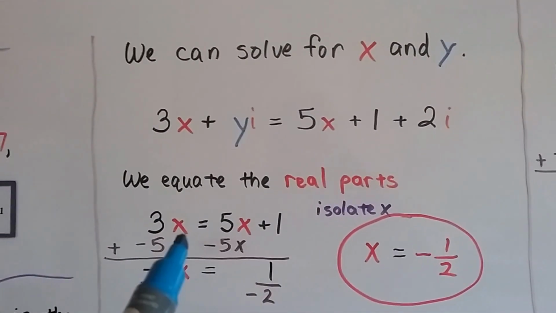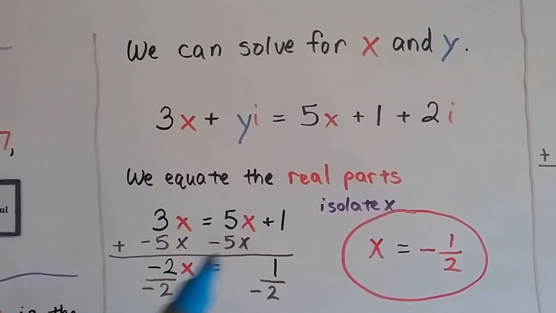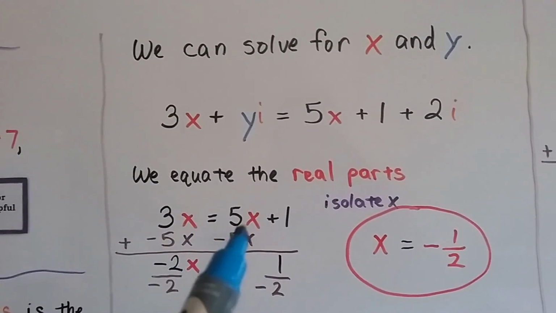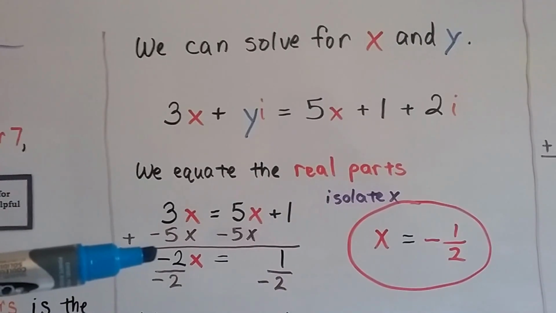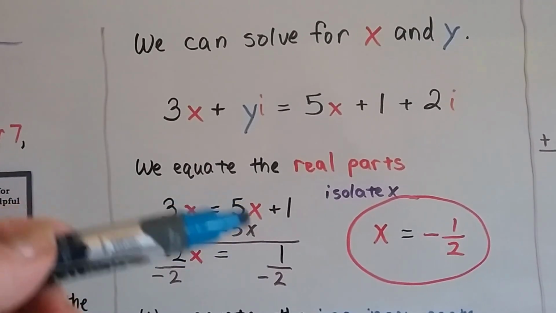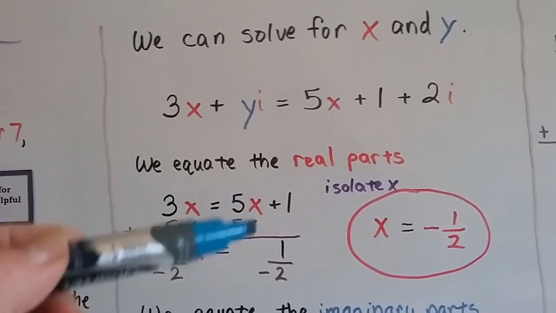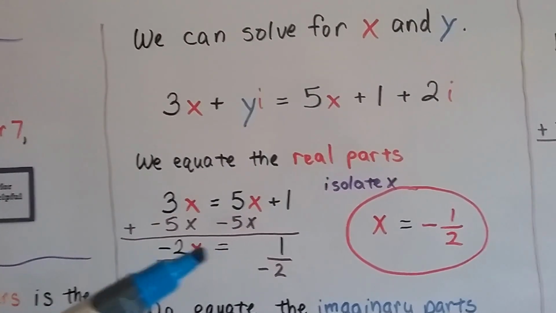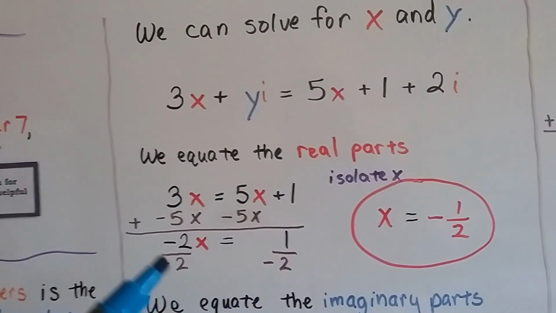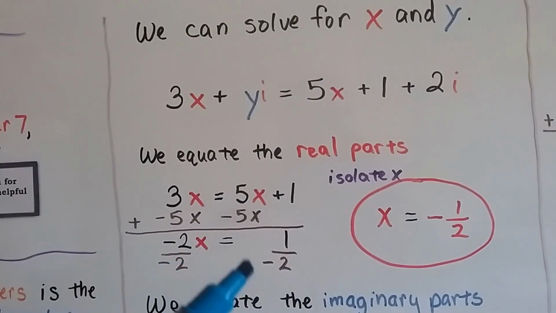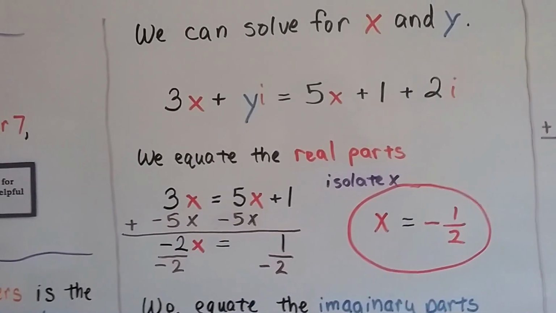We can isolate x by subtracting 5x from each side, or you could say we're adding a negative 5x to each side. That's going to create a negative 2x on this side and a 0 pair here of additive inverse, so that's gone, it's eliminated. So all we have is negative 2x equals 1. Now we can divide each side of the equation by this negative 2 coefficient, and we get x equals a negative half. So now we know what x is.